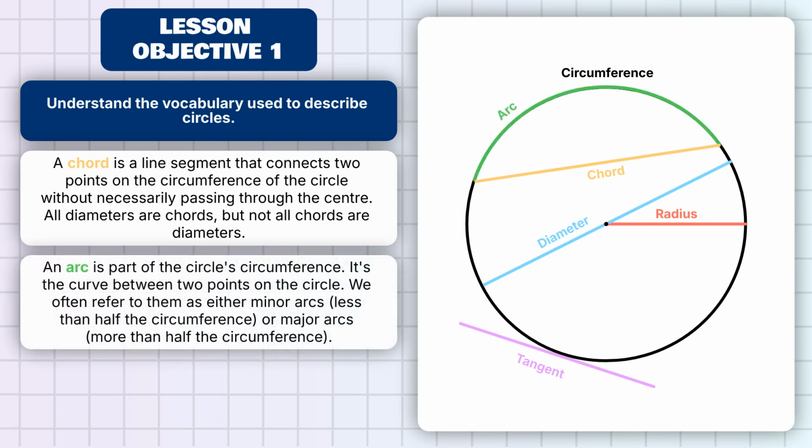An arc is a part of the circle's circumference. It's the curve between 2 points on the circle. When discussing arcs, we often refer to them as either minor arcs, which are less than half the circumference, or major arcs, which are more than half the circumference.